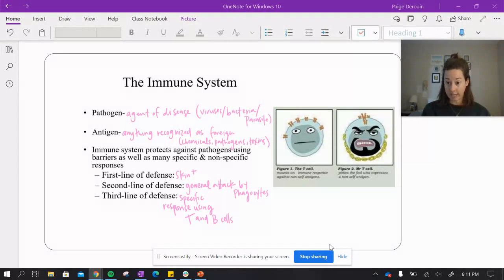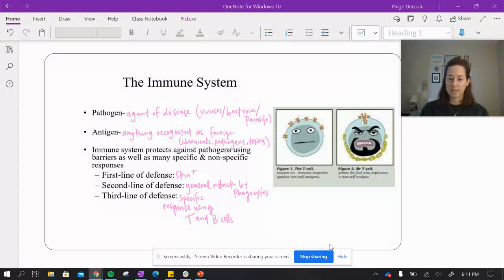Finally, if you need it, then you have a third line of defense, which is your T cells and your B cells, which are so named because of the location where they mature in the body. T cells mature in your thymus, which is a gland, and B cells mature in the bone marrow. Both of them are types of white blood cells. They are all originally born in the bone marrow.